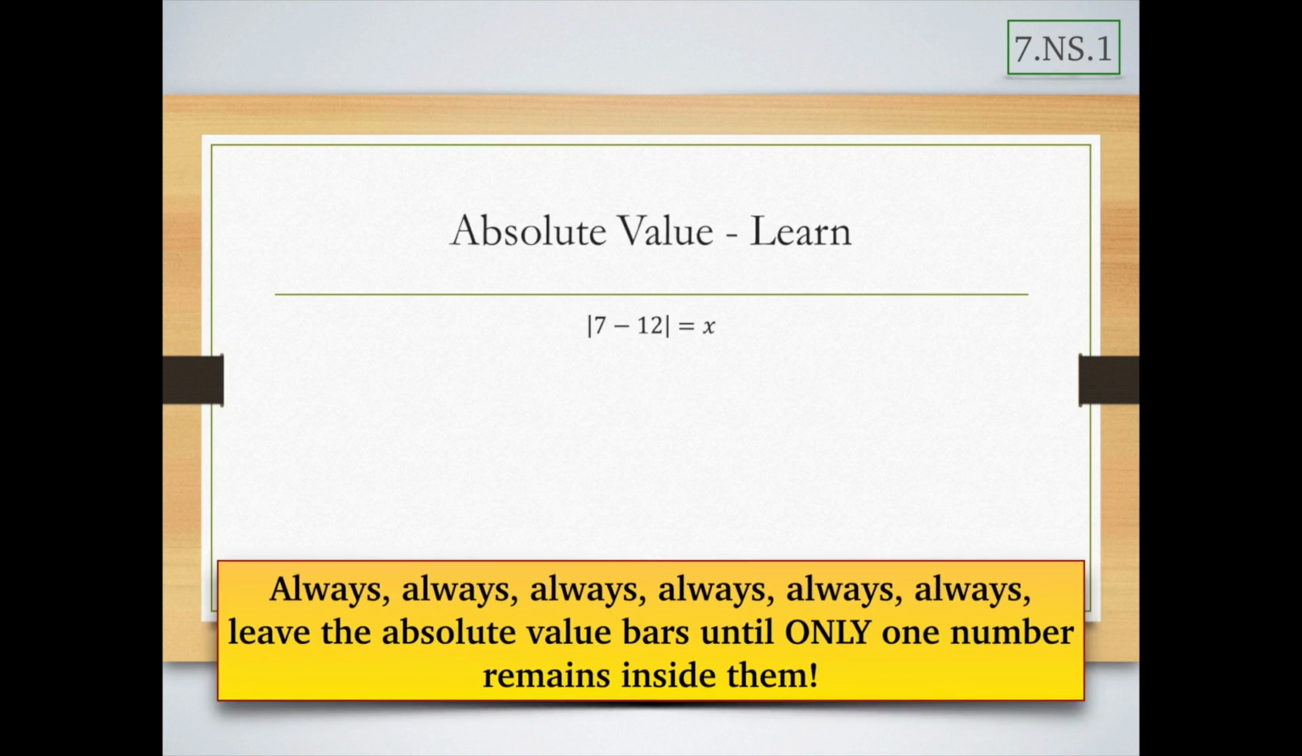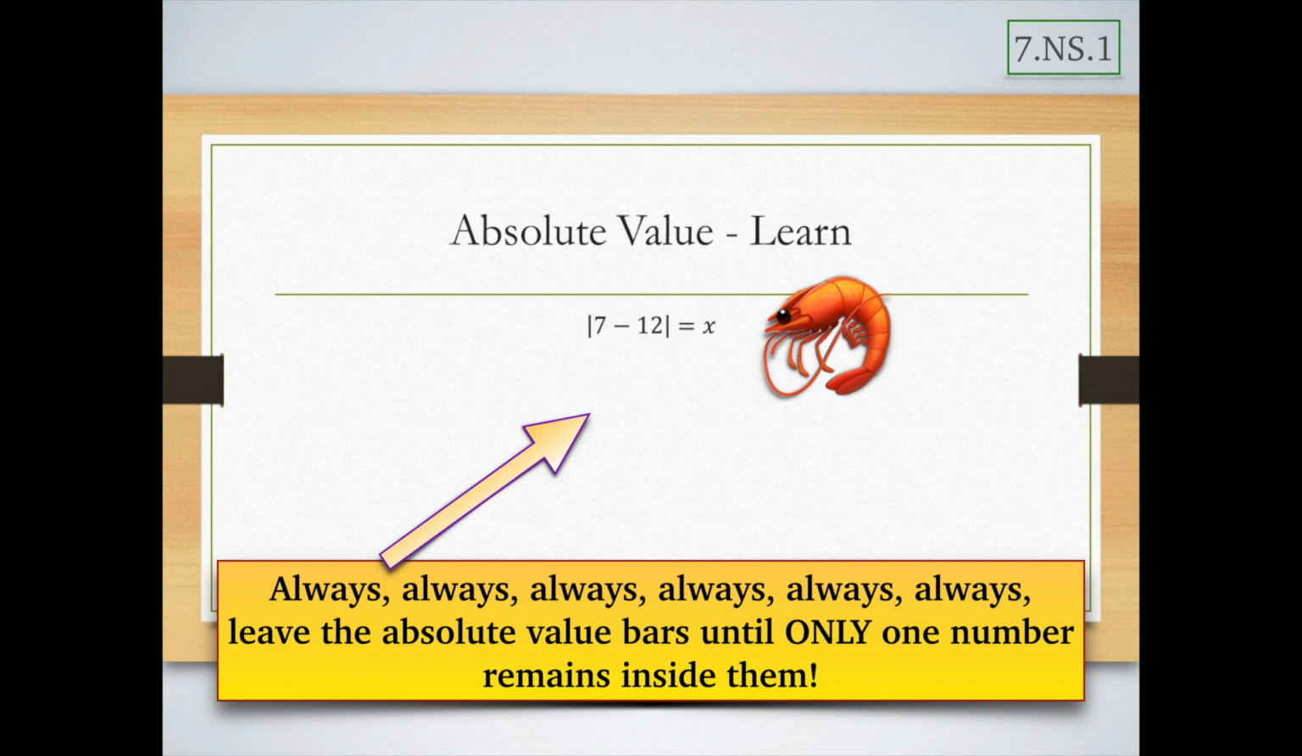Here we have 7 minus 12, inside the absolute value. Again, leave the absolute value bars until only one number remains inside. So in this case, you would get negative 5. So you would write the absolute value of negative 5, and I want you to do that in your notebook. If you're pausing this video, pause this video, copy that problem, write the absolute value of negative 5 equals x, and then 5, because of course the absolute value of negative 5 is 5.